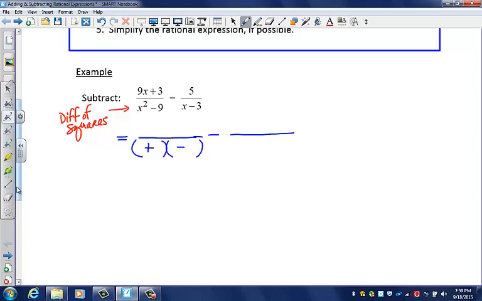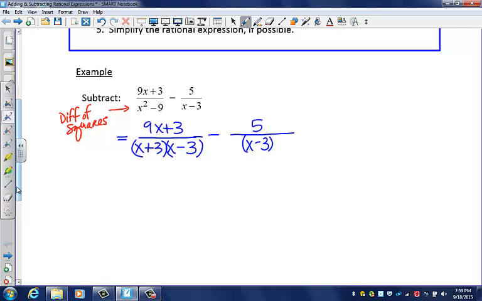What do you square to get x squared? x. What do you square to get 9? 3. My second fraction, the denominator is x minus 3, cannot factor that. Therefore, it is prime. So it's x minus 3 times 1, basically. All right, I'm just going to copy down my numerators.